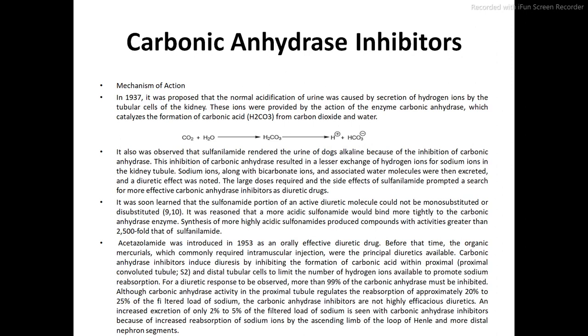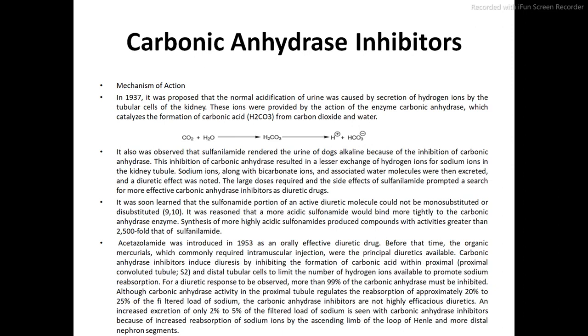The carbonic anhydrase inhibitors induce diuresis by inhibiting the formation of carbonic acid within proximal and distal tubular cells, to limit the number of hydrogen ions available to promote sodium reabsorption. That is, this drug inhibits the enzyme carbonic anhydrase, and thereby the synthesis of carbonic acid gets inhibited. At which site does this drug act? This drug acts on the proximal convoluted tubule and the distal tubular cells.